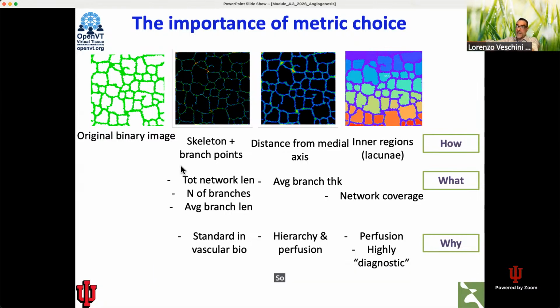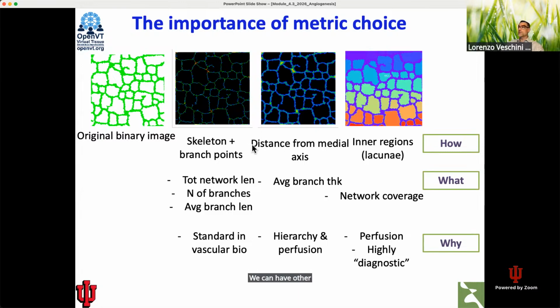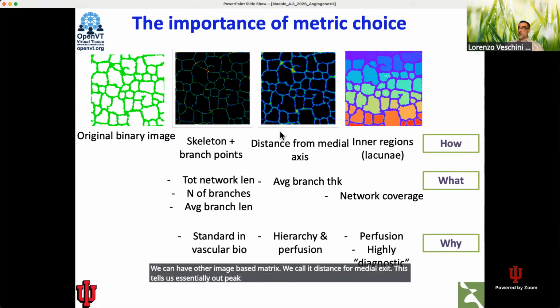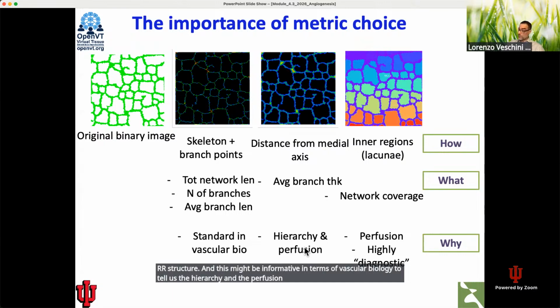This is typically an index of the complexity of the network, how long it is, how organized it is, how many branches per main strata, if main strata are evident, and this kind of thing. We can have an image-based metric, which we call the distance from the medial axis. This tells us essentially how thick our structures are. And this might be informative in terms of vascular biology to tell about the hierarchy and the perfusion capacity of our network. So assuming that large vessels will bring more blood, not always the case, in fact.